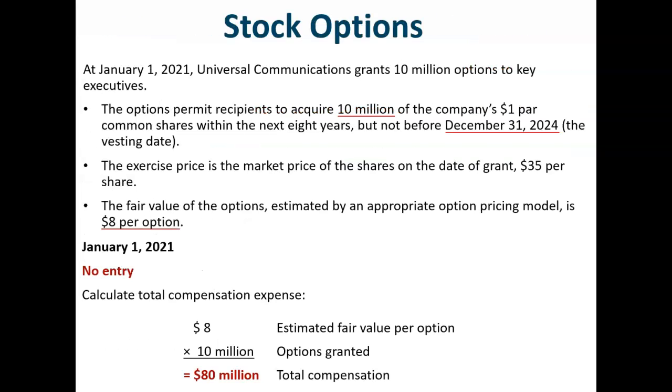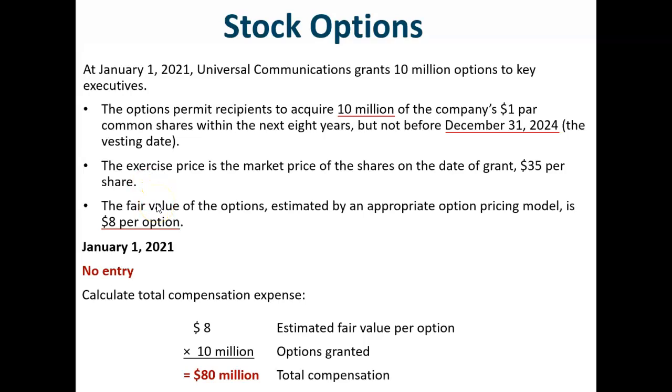Illustration 19-3 in your textbook is an example where Universal Communications grants 10 million options to key executives on January 1st, 2021. The options permit the recipients to acquire 10 million of the company's $1 par value common shares within the next 8 years, but not before December 31st, 2024, which is the vesting date. The exercise price is the market price of the shares on the date of grant, $35 per share.